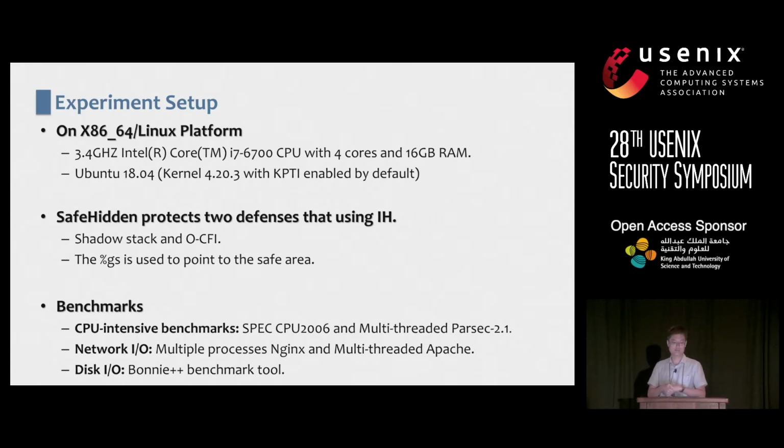We chose three types of benchmarks to evaluate. One is CPU-intensive benchmarks, such as SPEC and PARSEC. The second is network I/O benchmarks, such as Nginx and Apache. The last is the disk I/O. We use the Bonnie benchmark 2.